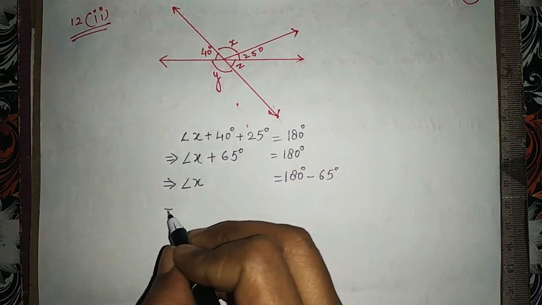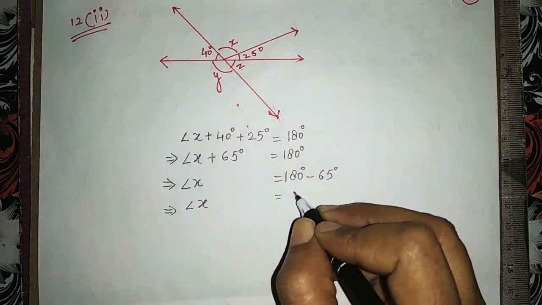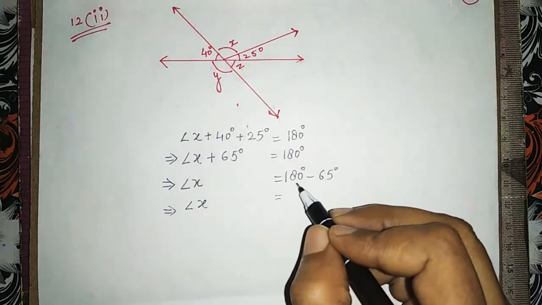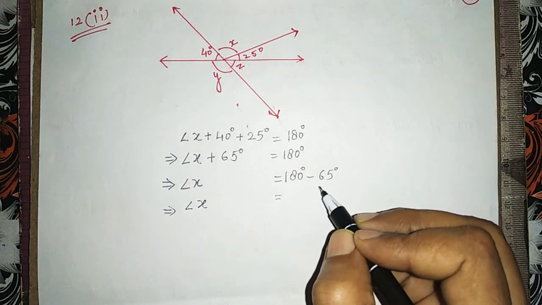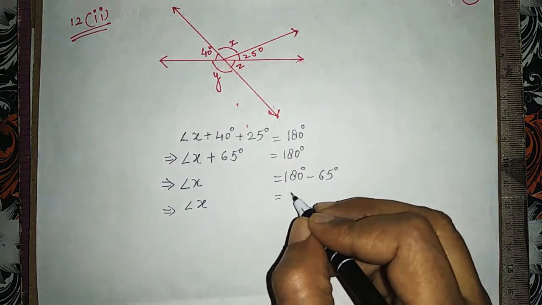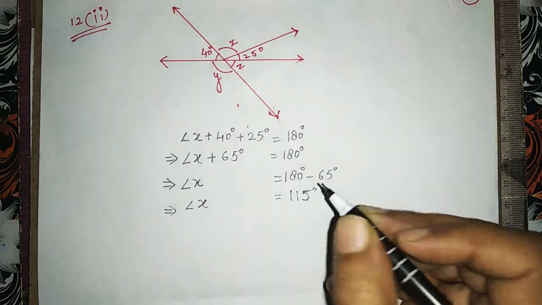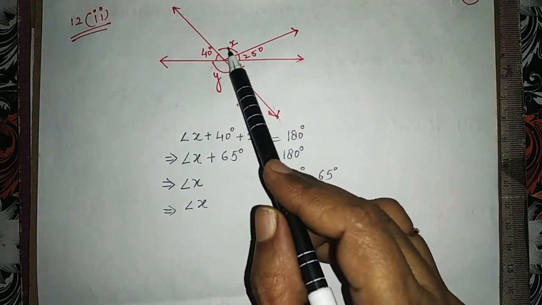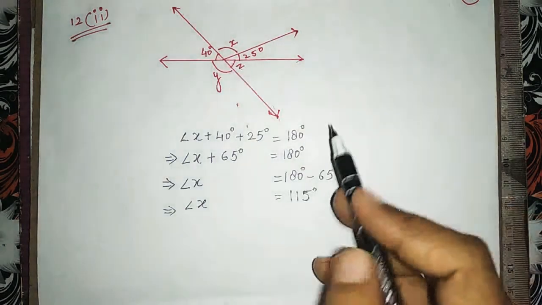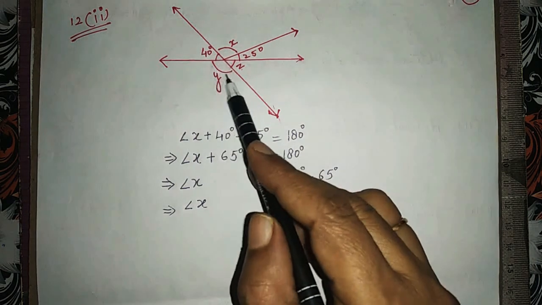In the next step, we will get angle X is equal to 180 degree minus 65 degree, we will do. Then we will get here 115 degree. So what is coming here? Measure of angle X is coming 115 degree. Okay. Now we will find out angle Y.